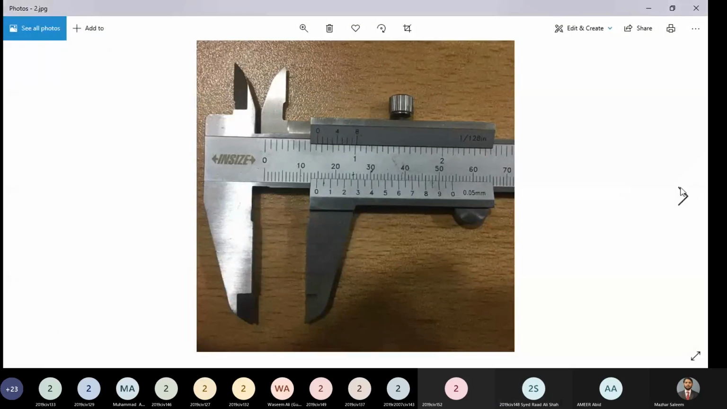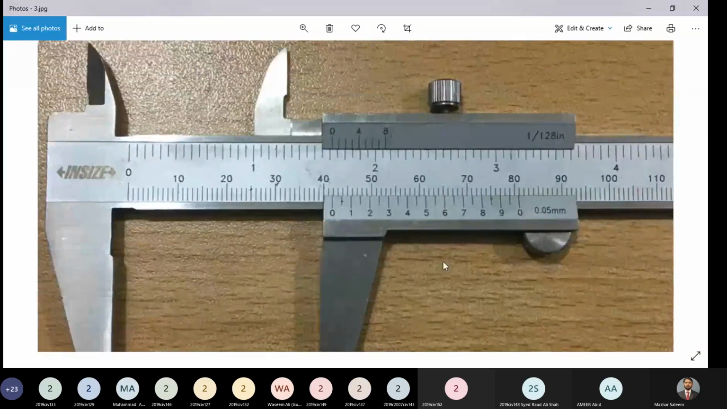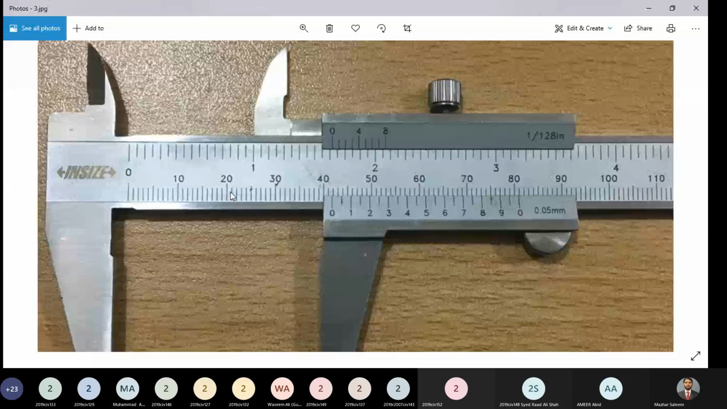So now let's move to our next instrument. Before that, I have actually provided two pictures of every instrument. So this is the second image of the vernier caliper. Now let's try to read this directly without using any calculators. Anyone, how much is the main scale reading? Look at the zero of the vernier scale. How many divisions of the main scale? 41. Very good. So the main scale reading is 41.